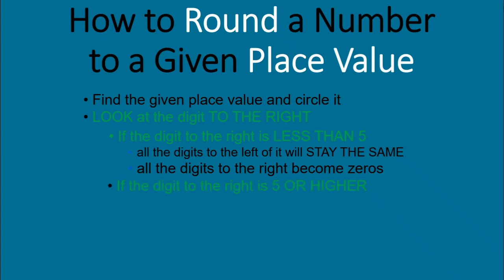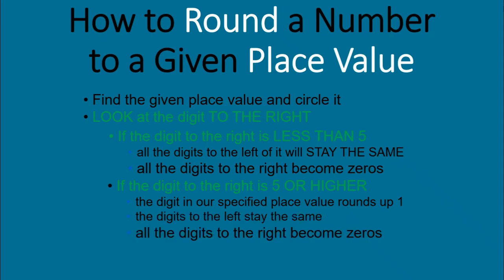If, when we look to the right, the digit to the right is 5 or higher, so this is including 5, the digit in our specified place value will round up 1. So that's the digit we started with. If we said we were rounding to the hundreds, the number in the hundreds is going to round up 1. The digits to the left, so that's the higher place values, will all stay the same. And the digits to the right, that's the lower place values, will all become zeros.